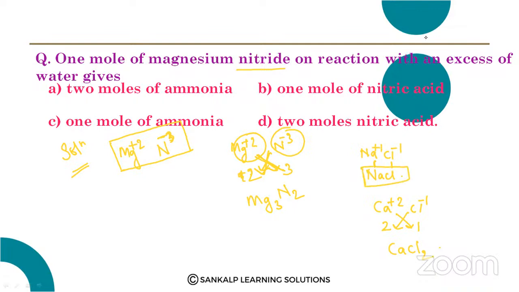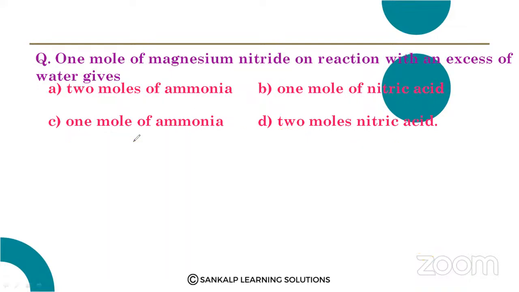So we'll write the further equation. What does it come to be? Mg3N2. What is given? 1 mole of magnesium nitride. So it is 1 mole, no need to write 1, it is understood. Magnesium nitride reacts with excess of water. Excess of water we will take as 6 moles of water molecules. What will be the products formed?